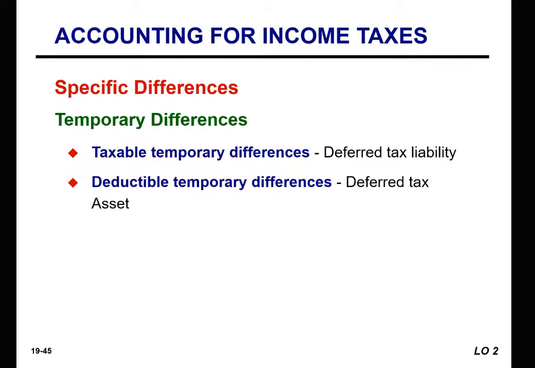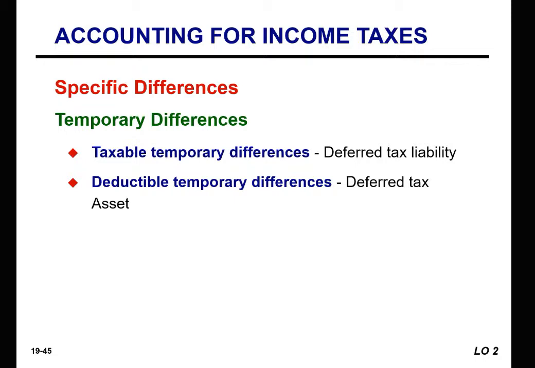Differences between income tax from the taxable side and from the accounting side arise from either temporary or permanent differences. Temporary differences originate in one period. They turn around in reverse in another or subsequent period.